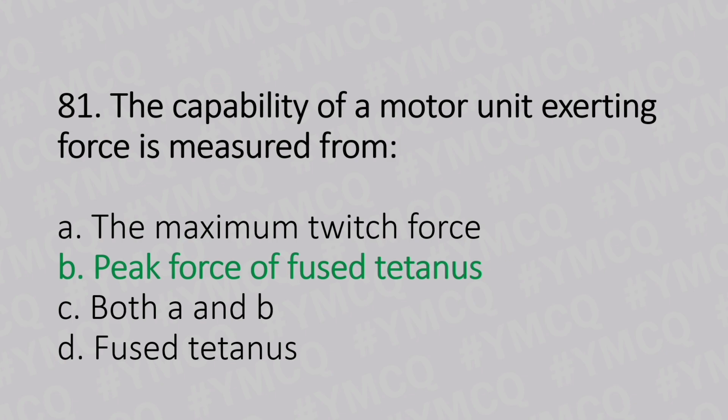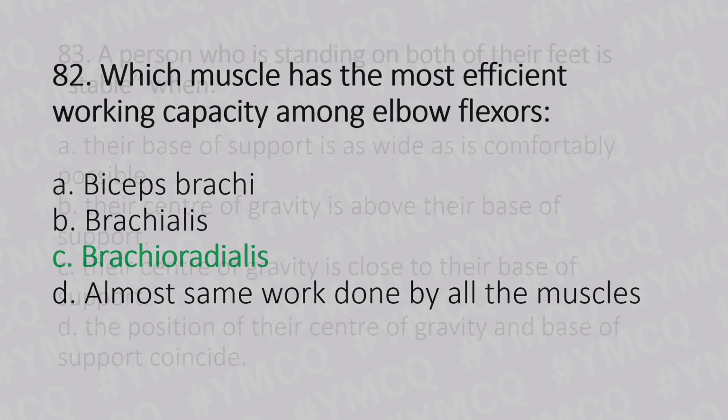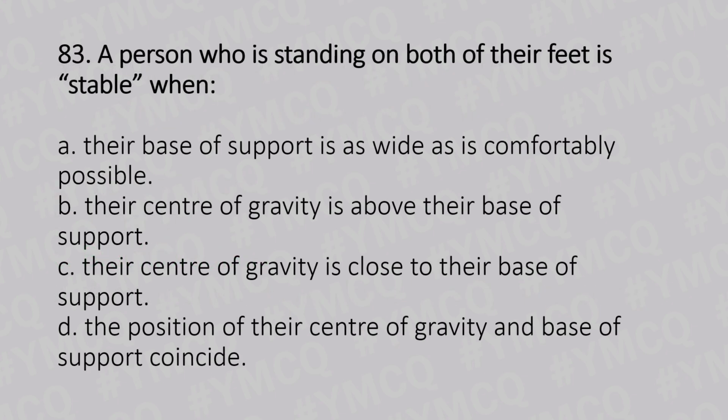Moving to our 82nd question. Which muscle has the most efficient working capacity among the elbow flexors? Option A, biceps brachii; option B, brachialis; option C, brachioradialis; option D, almost the same work is done by all the muscles. And the answer is option C, brachioradialis.